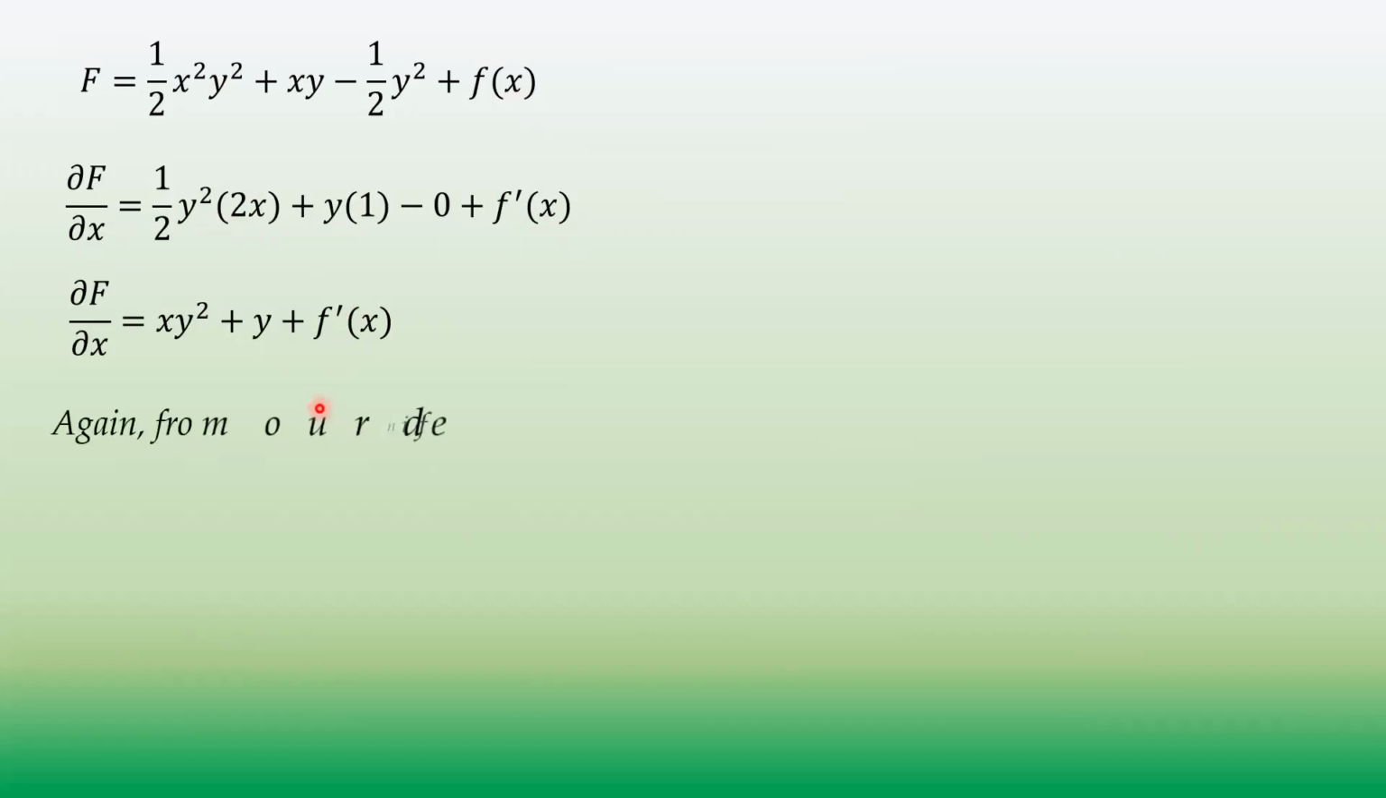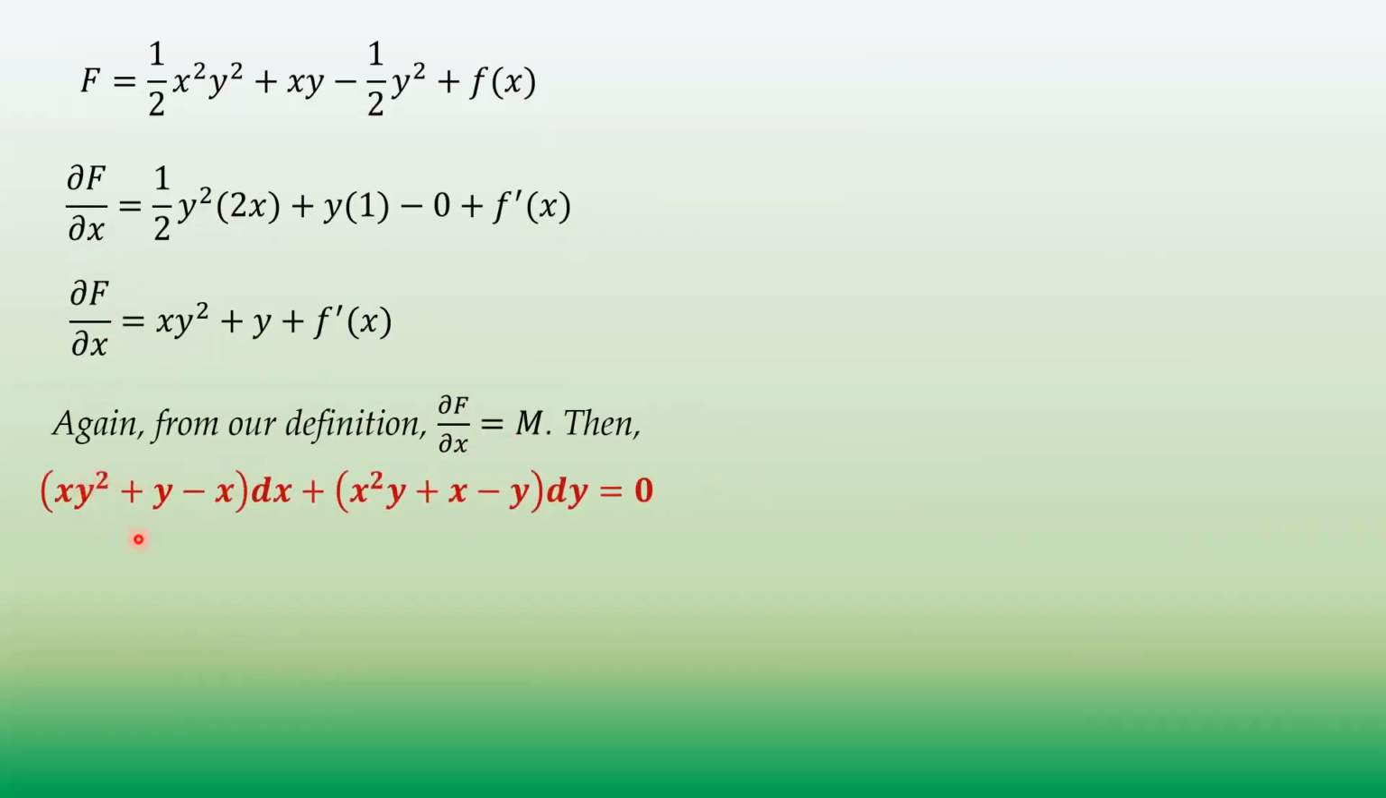Again, by definition, partial derivative of f with respect to x is equal to m. So ito ay may katumbas na m, pero ano ba ang m? Tingnan natin. This is m dx plus n dy. So ang katumbas ng m ay x y squared plus y minus x. So kailangan mo itong ipalit dun sa equation, kasi ito ay equal kay m. Ay palit natin. Kaya ito, magiging x y squared plus y minus x. So equal siya sa x y squared plus y plus f prime of x.